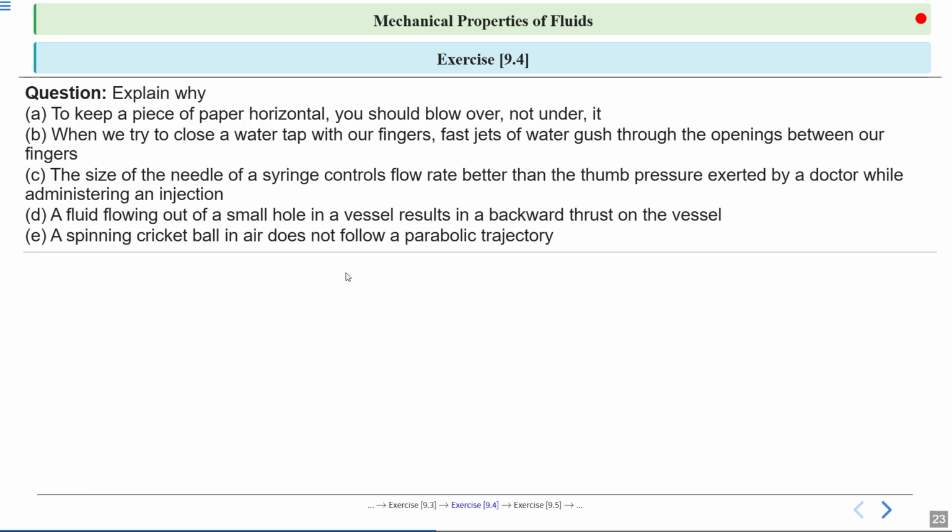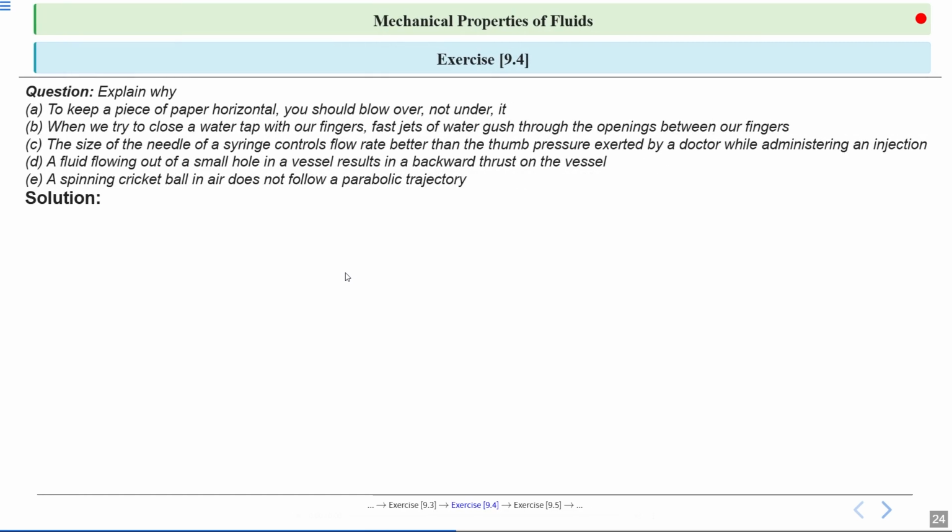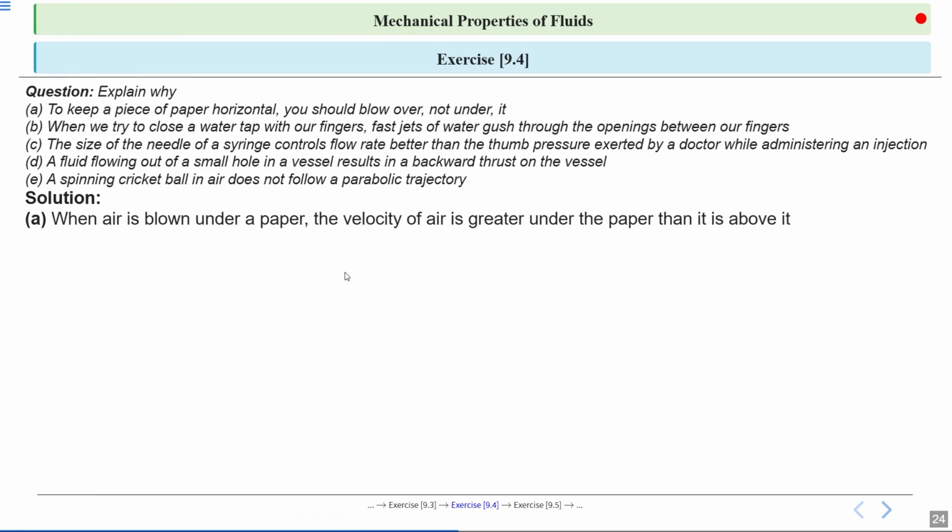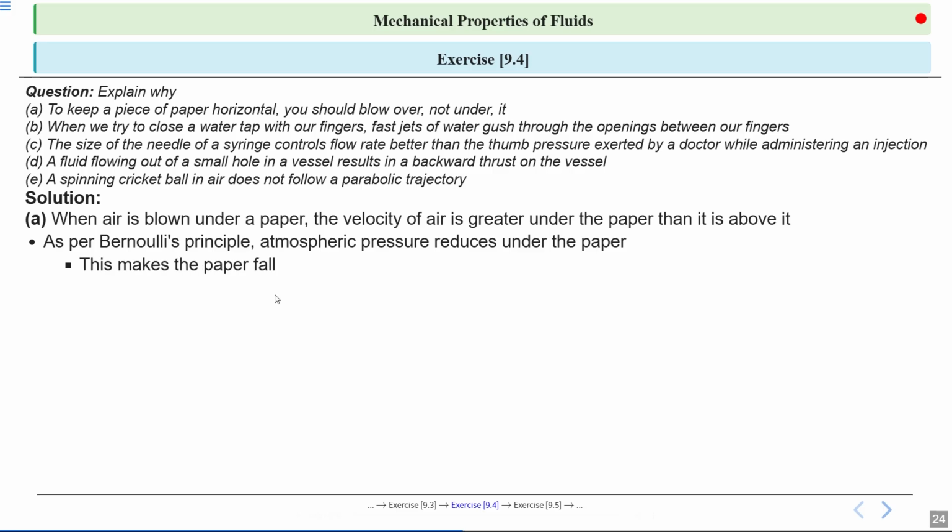Alright, let's see the solution. When air is blown under a paper, the velocity of air is greater under the paper than it is above it. As per Bernoulli's principle, atmospheric pressure reduces under the paper. This principle is fundamental in fluid mechanics and helps explain many everyday phenomena. This makes the paper fall. So, to keep a piece of paper horizontal, one should blow over it.